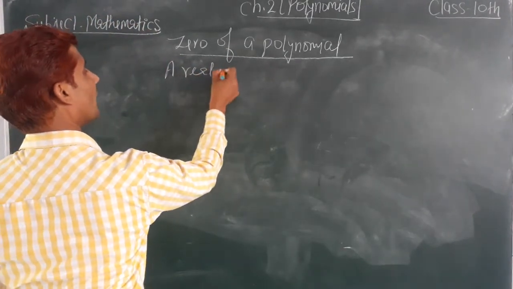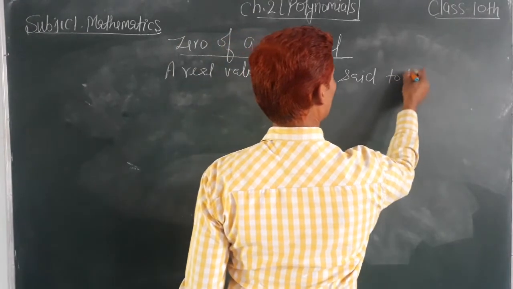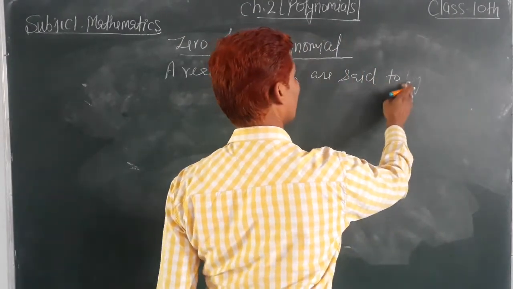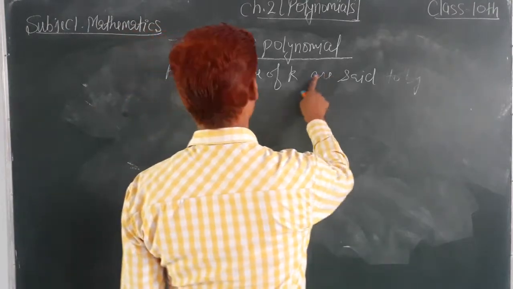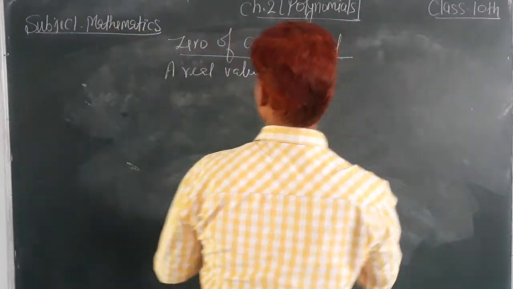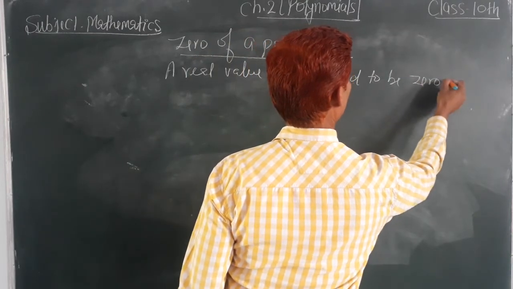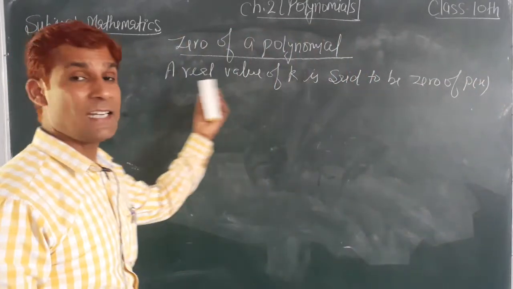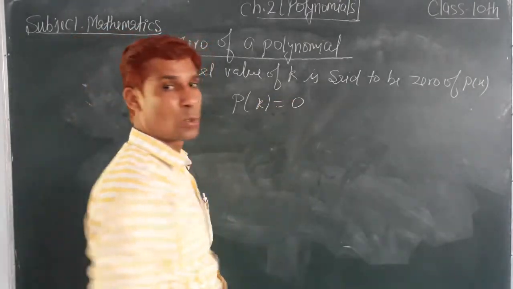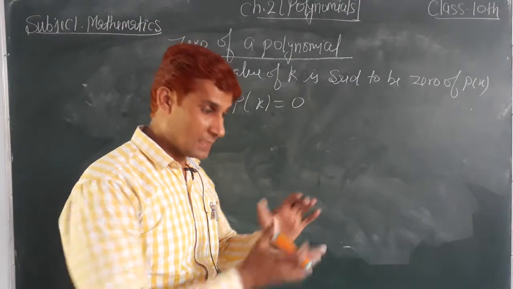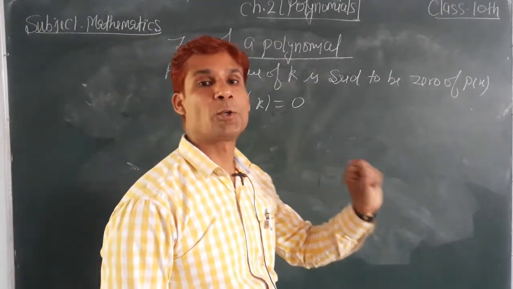A real value of k is said to be a zero of a polynomial p(x). एक ऐसी रियल वैल्यू k उसको जीरो बोलेंगे अगर p(k) इक्वल टू जीरो हो जाएगा. एक ऐसा पॉलिनोमियल जिसमें एक ऐसी रियल वैल्यू रखें जिससे उसका आंसर जीरो आ जाए, then that real value is said to be the zero of the given polynomial.